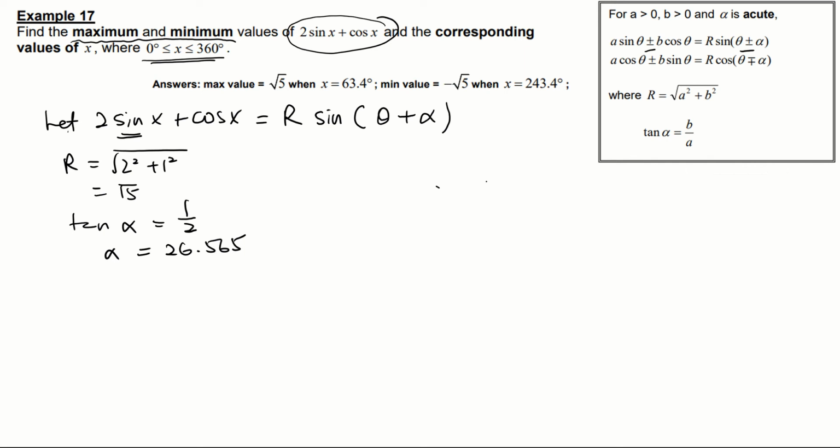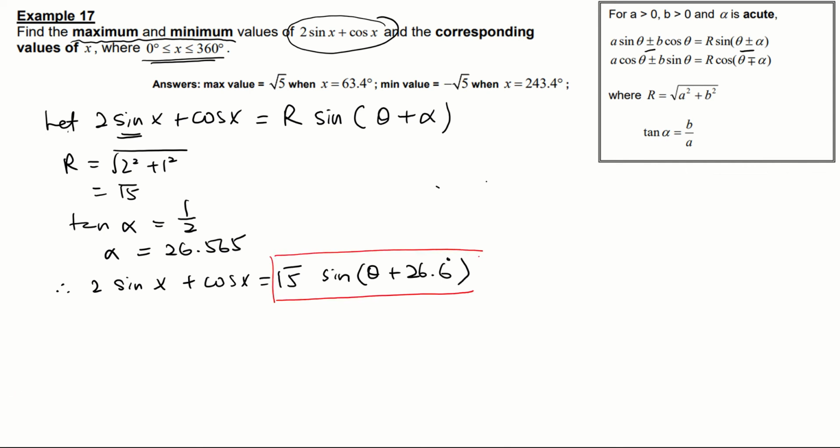26.565. Now with this, we rewrite 2 sine x plus cosine x as square root 5 sine of theta plus 26.6 degrees. This is the final answer for this. Now the question is asking for maximum and minimum values. With a single trigonometric term, we can actually relate this to our sine graph, because this is sine.